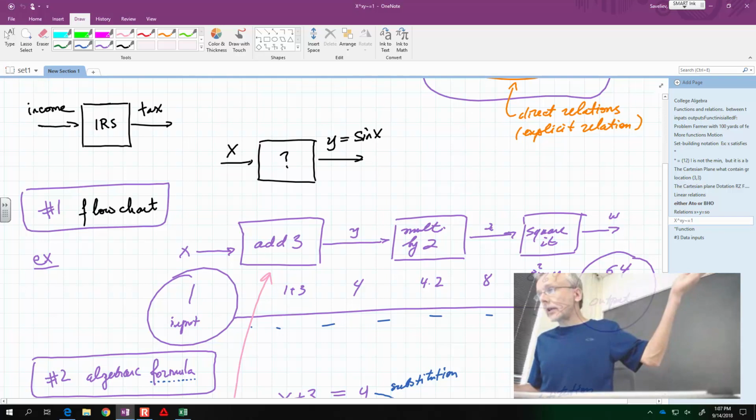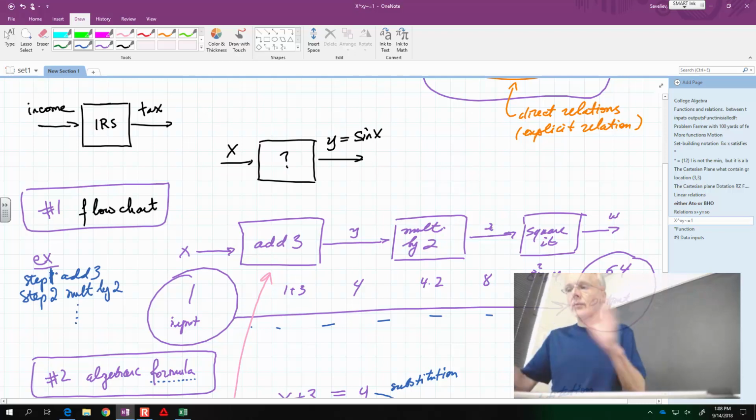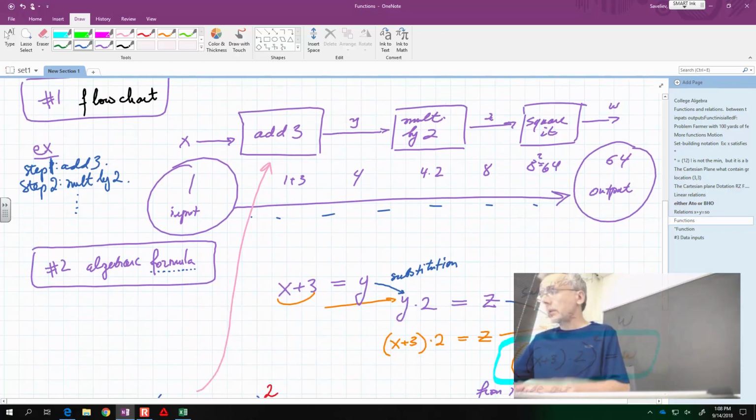Certainly it would be no trouble for you to avoid all of these arrows and boxes, and instead write just a list of instructions. So step 1: add 3. Step 2: multiply by 2, and so on. So it could be a list of instructions purely in plain English rather than some kind of diagram. But that's fine. At some point, you pick one or the other. Those will be the same.